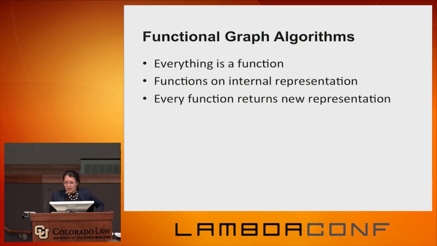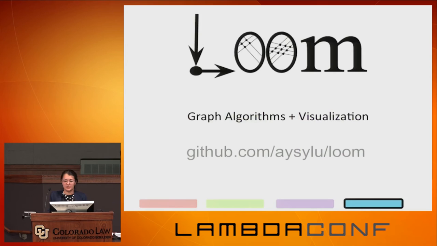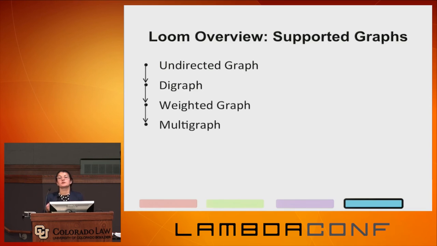Okay? So now let's talk about what Loom does. As I mentioned, Loom is a graph algorithms and visualization library written in Clojure. It's accessible on GitHub. It supports a variety of graphs. It has undirected graphs, directed graphs, weighted graphs, multigraphs, which we mentioned earlier, where you can specify many edges between two different nodes. It also supports fly graphs, which are read-only ad hoc graphs.